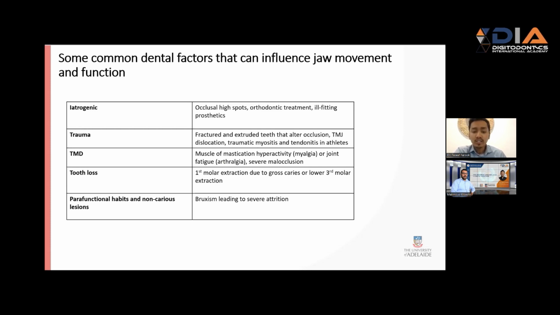Now, parafunctional habit does not immediately cause deviations or disruptions in physiologic jaw movements, but severe bruxism or severe attrition that is a cause of some parafunctional habit can lead to deviation from the norms. And we have seen this several times in the clinic.